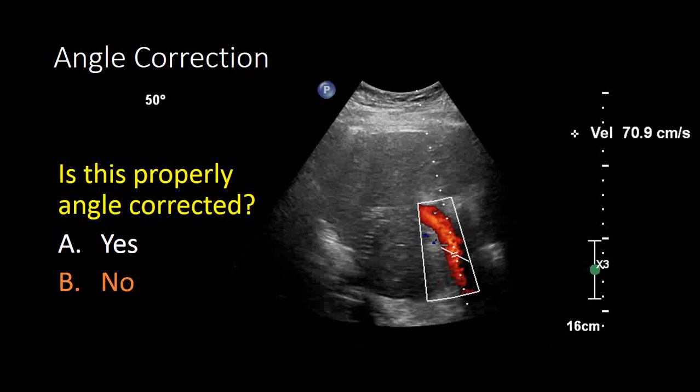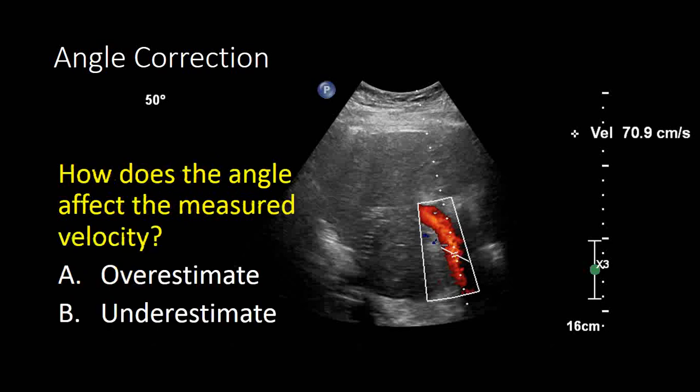So this is not proper angle correction. I would argue that the flow is moving more like that yellow arrow is oriented than like our angle correction indicator is oriented. So, if our angle is really more in the 0 to 20 degree range, and we have angle corrected to 50 degrees, how does our angle correction affect our calculated velocity? Is it an overestimate or an underestimate of the true velocity within the portal vein?